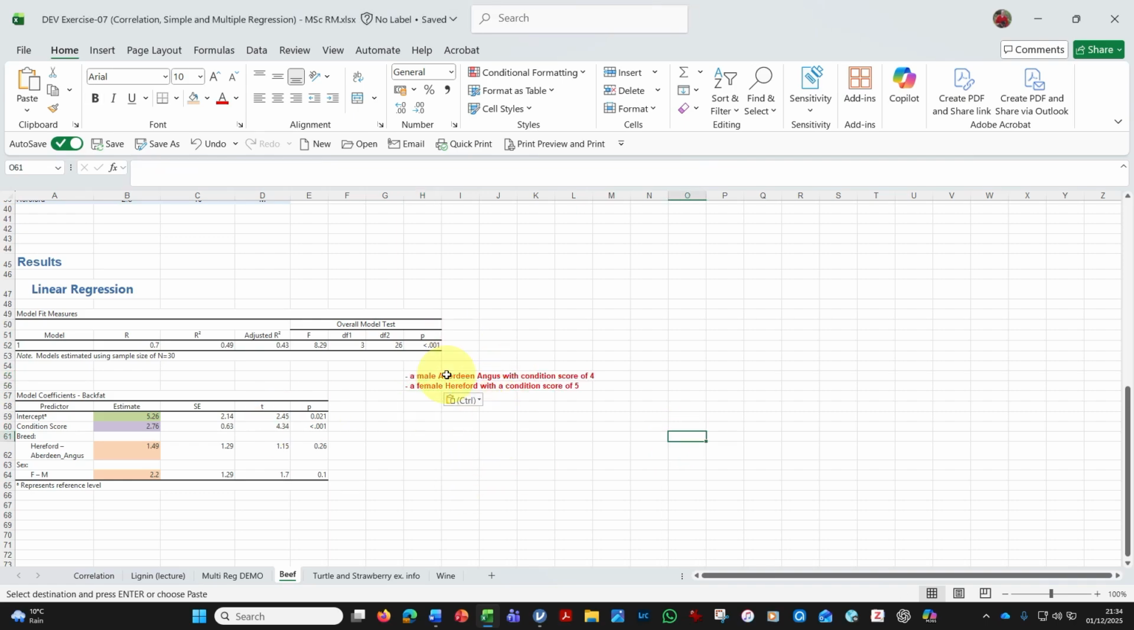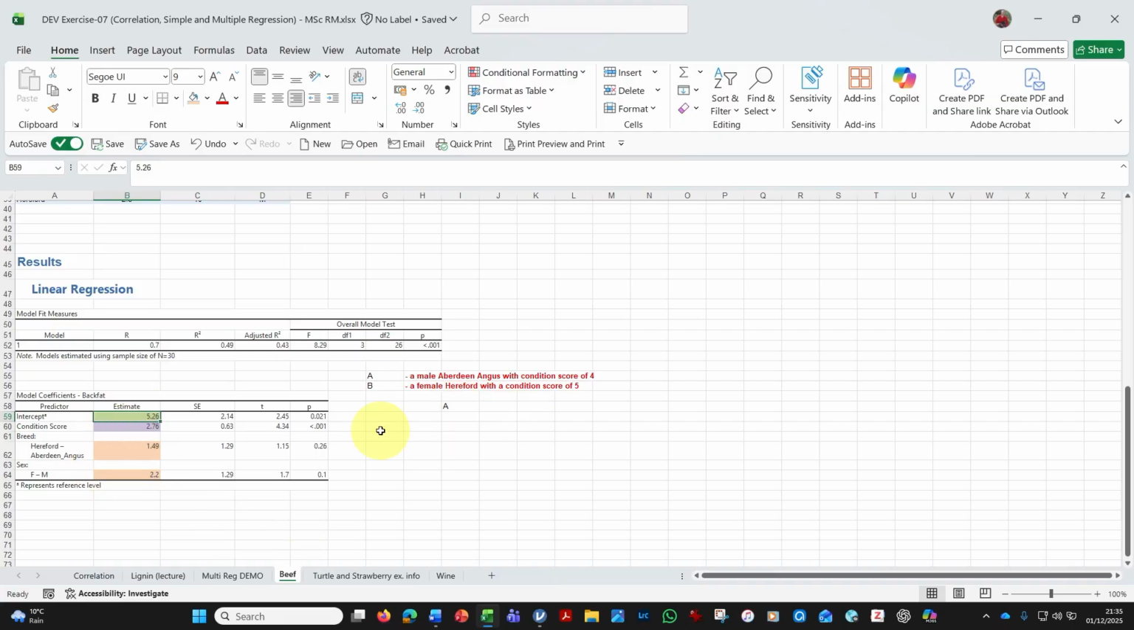So let's work on the first one. We've got a male Aberdeen Angus with a condition score of 4. What would we predict the back fat? And these are the values I want in the colours here. So for the intercept, that doesn't change. So I'm going to copy that one. And so for example A, so this is example A and this is example B. And for A, I need the 5.26 because the equation is 5.26 plus the condition score of the animal plus the breed plus the sex of the animal, those coefficients.